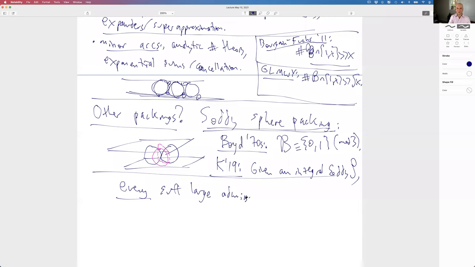Admissible now is the residue class 0 or 1 mod 3. Well, it might be 0 or 1, or for some packings, it might be 0 or 2. Those are the two possible values of the admissibles. Every sufficiently large admissible is represented, appears in the Bend set. So the full local-global principle can be proved for sphere packings.